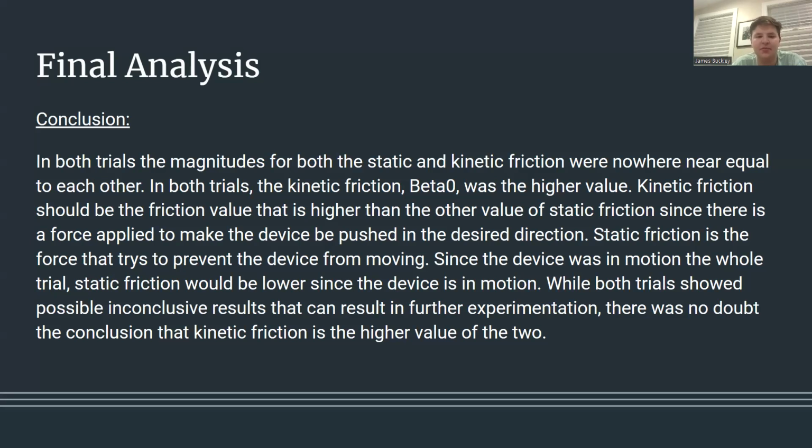While both trials showed possible inconclusive results that call for further experimentation, there is no doubt in the conclusion that kinetic friction is the higher value of the two.